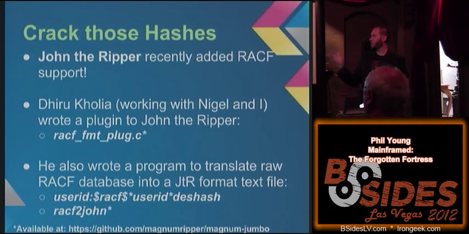Once that was figured out, I was working with, and Nigel was working with him as well, a gentleman by the name of Dhiru Kholia. He wrote a plugin to John to take that encrypted value and crack it, if you give it a list of usernames, right? Just using John. You guys know how to use John. The difficult part was getting the data out of the RACF database. But he also wrote, with Nigel's help, a file that just strips out the username and the hashes from the RACF database.